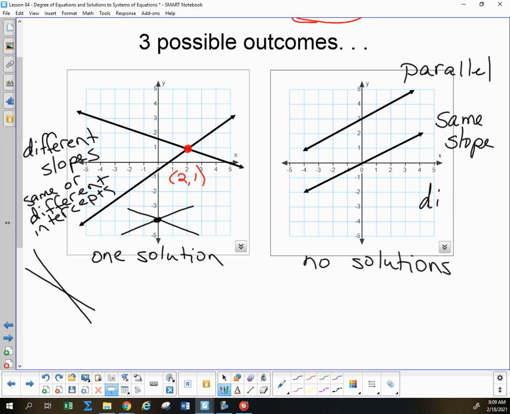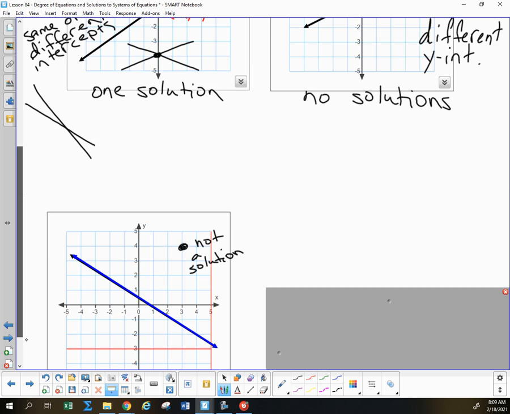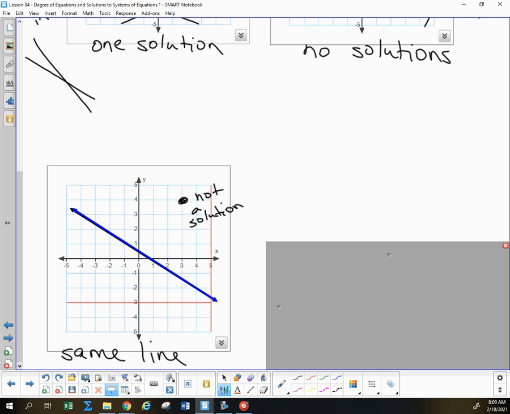So if they are parallel, they have to have the same slope and different y-intercepts. If they are the same line, well, if they're the very same, they've got to have the same slope and the same intercept, right?